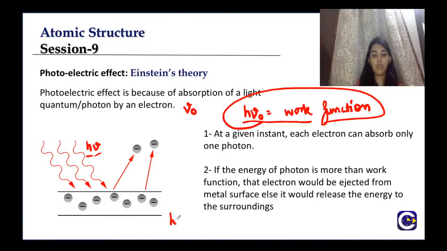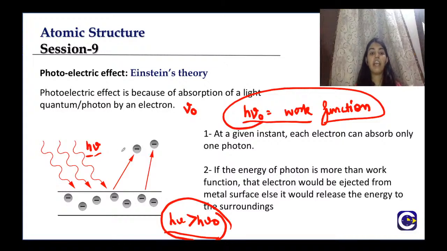If h nu is greater than h nu naught, then only the electron will be ejected from the metal surface. If h nu is not greater, if it is less than the work function, that is the threshold energy, it will just release the energy to its surroundings. It will not come out of the atom.